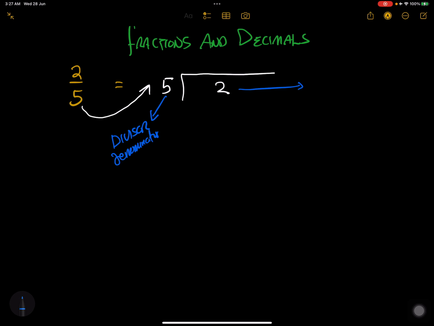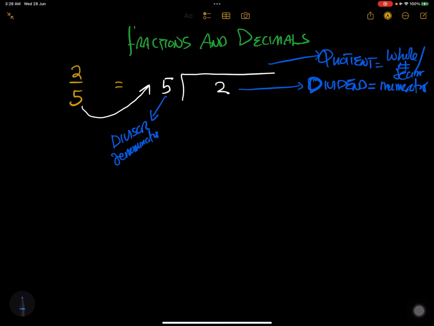And then the one inside here is known as the numerator, or the dividend. And the one we are going to get on top is what we call the quotient, or the whole number. So keep that in mind. If you don't get a whole number, then it's a decimal. A whole number and a decimal. And then whatever is left is a remainder.